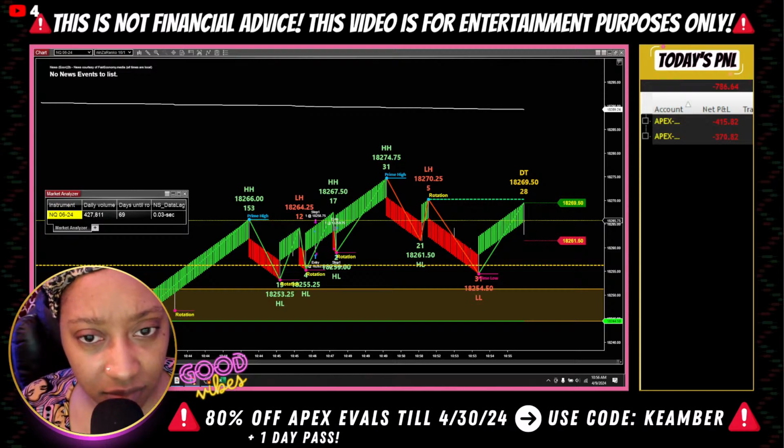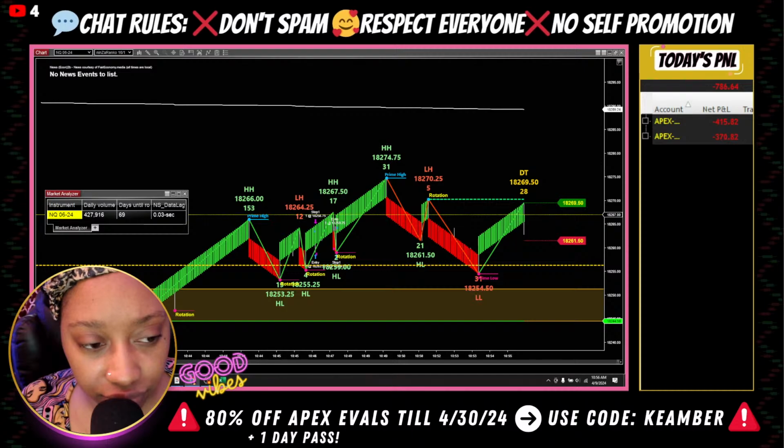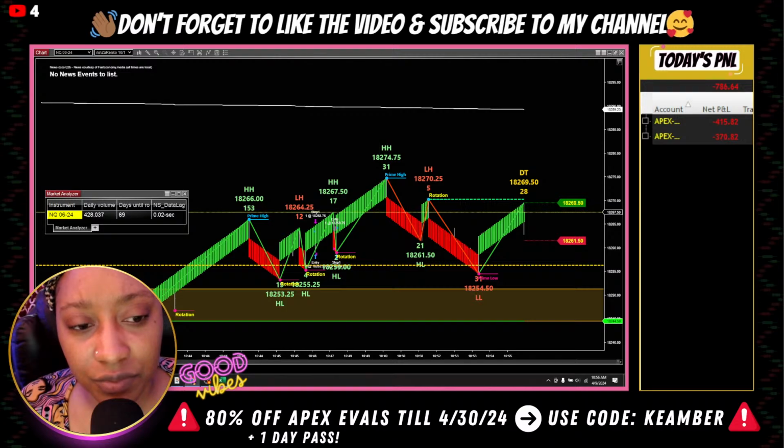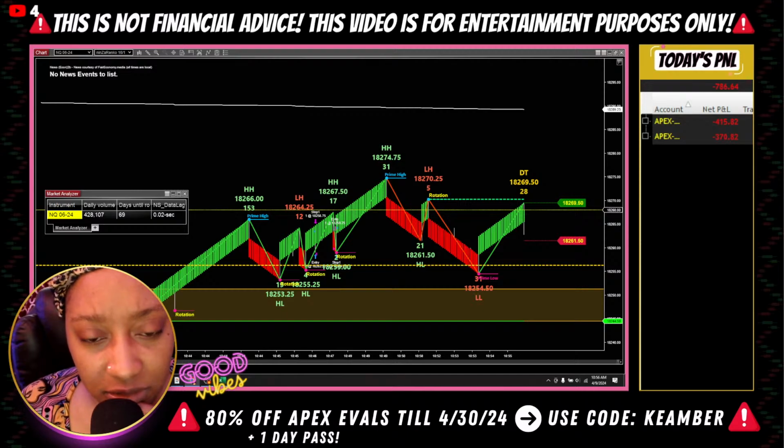Wait, is this it? Maybe this is one. I do have one called Better Volume, but it paints the bars colors that I don't actually want to use. This indicator will show buy volume, sell volume, and optionally total volume.